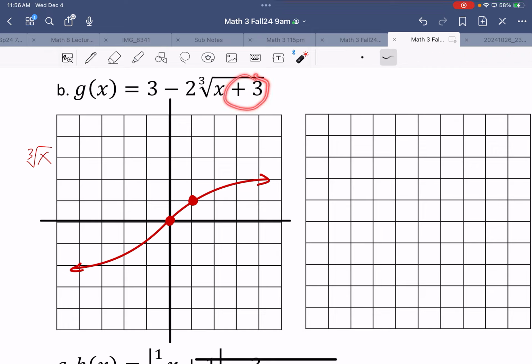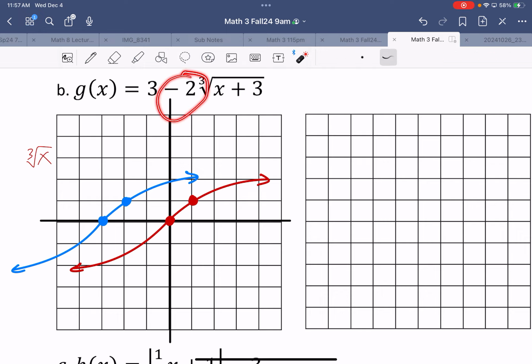This 3 moves it to the left by 3. So it's going to move here and here. There's 1, 2, 3, 1, 2, 3. And it has the exact same shape. So I try not doing them all on the same one, but sometimes it's good to do at least a couple so you can see the transition.